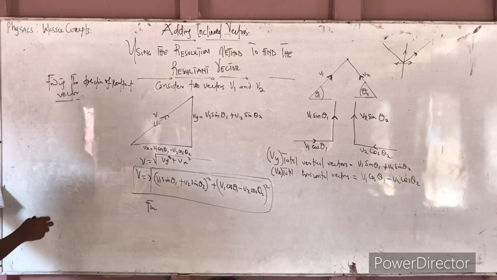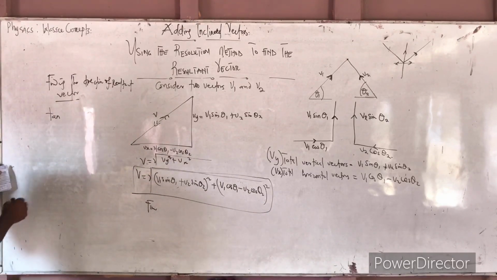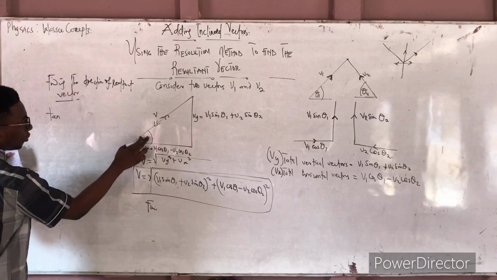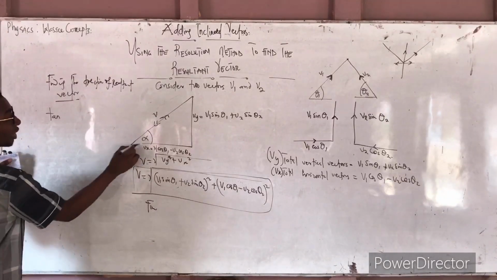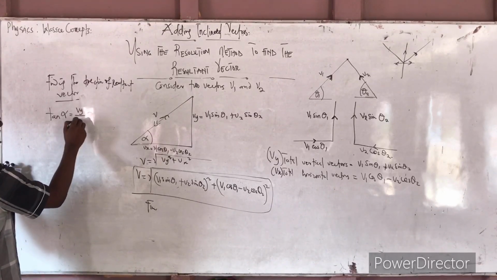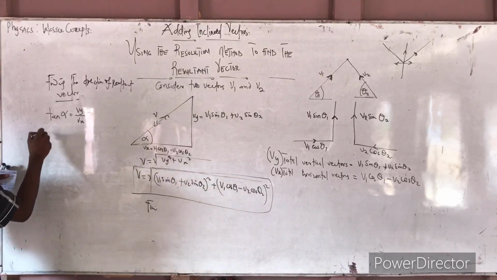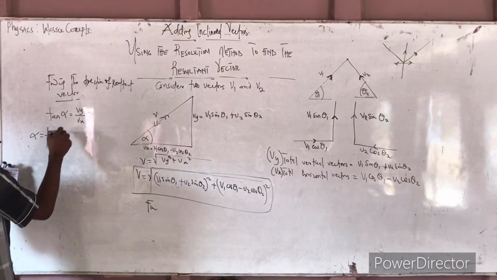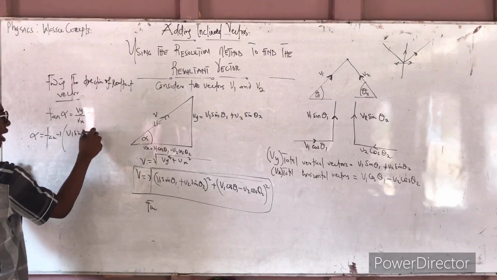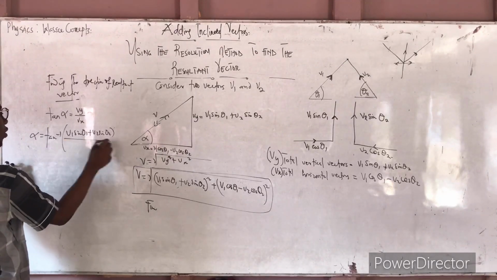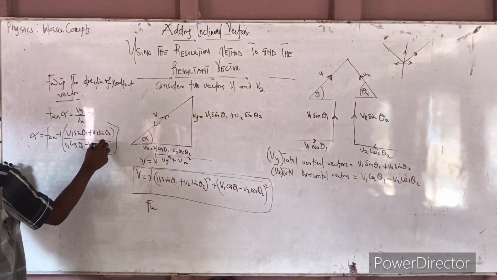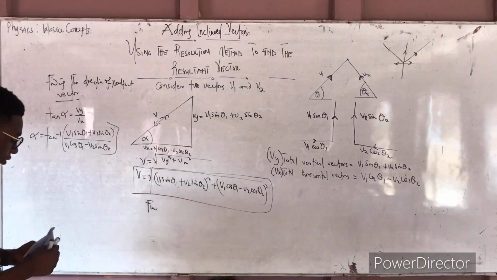The direction of the resultant vector is simple. If we put the angle here, we want to find this angle, then tan theta is vy on vx. So alpha is equal to the tan inverse of our vy, which is v1 sine theta 1 plus v2 sine theta 2, all over v1 cos theta 1 minus v2 cos theta 2. And this becomes your direction.